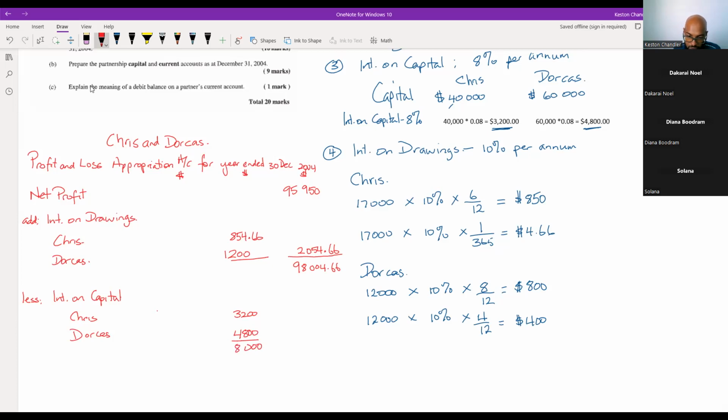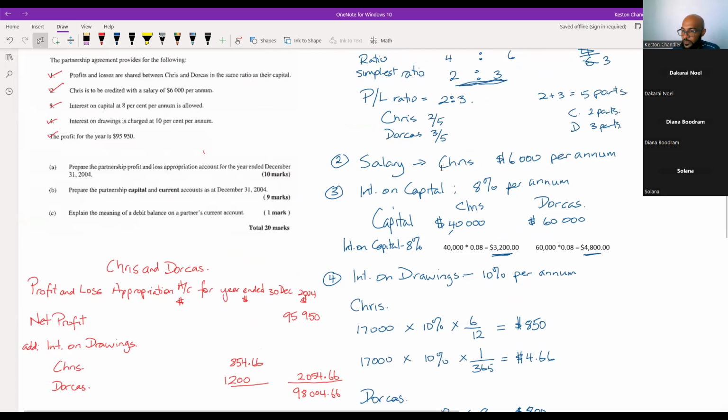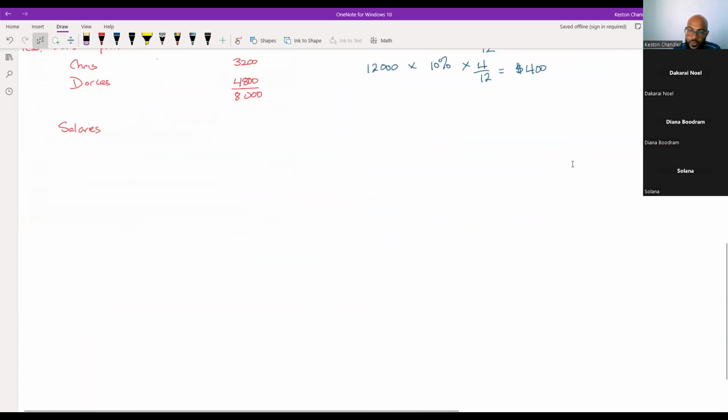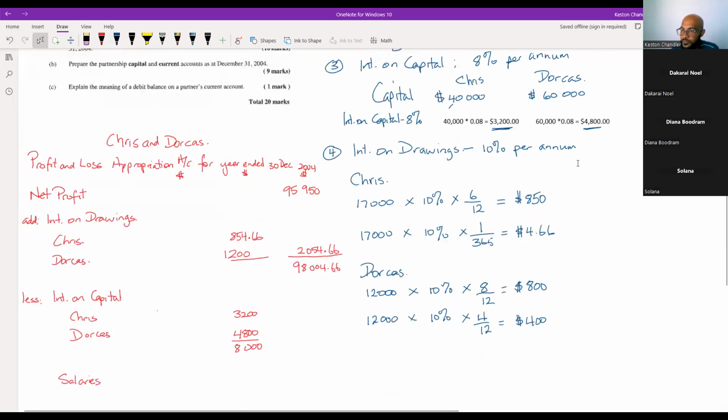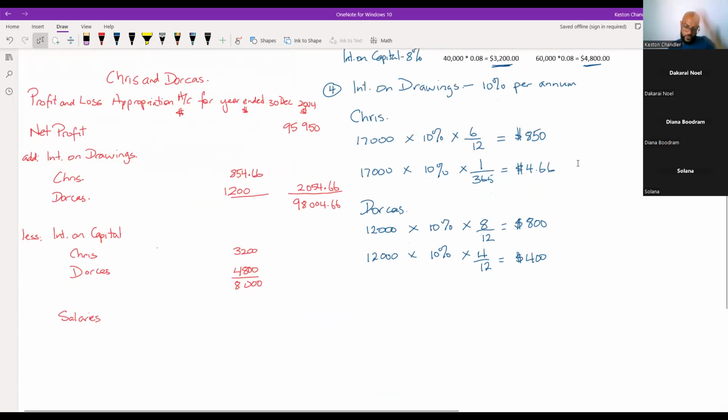because next we have salaries. And in our working, that's why it's important for us to do our working, 6,000 per annum. And that's for Chris gets 6,000 per annum.